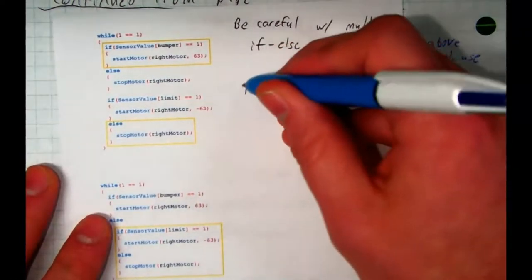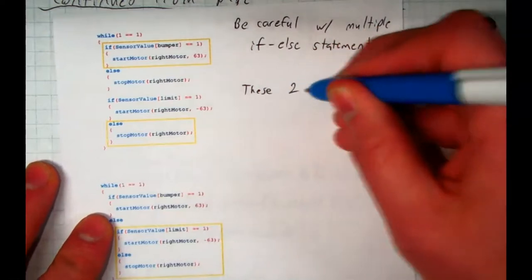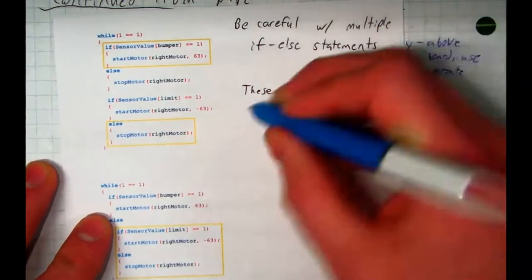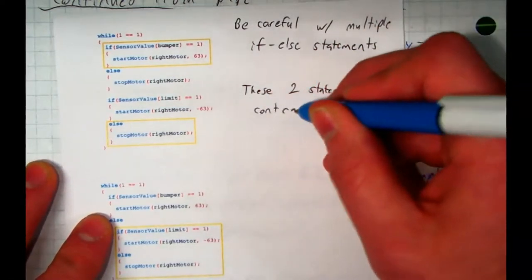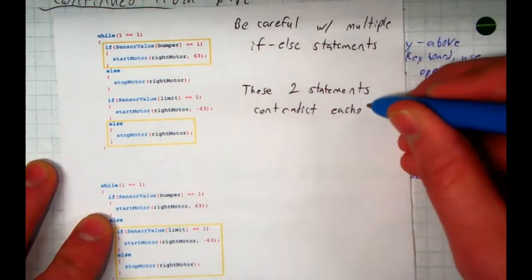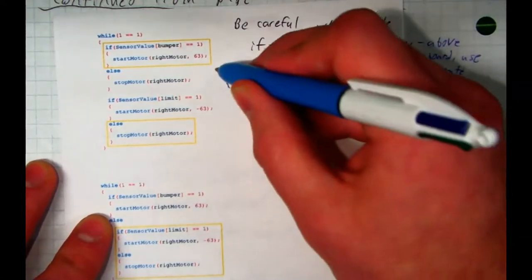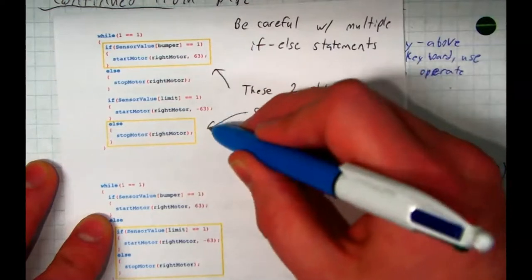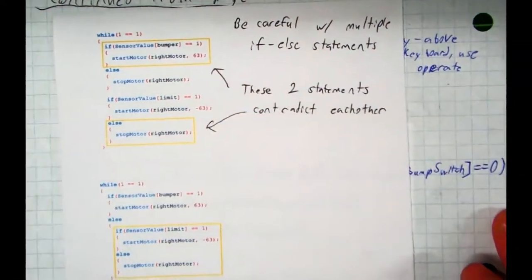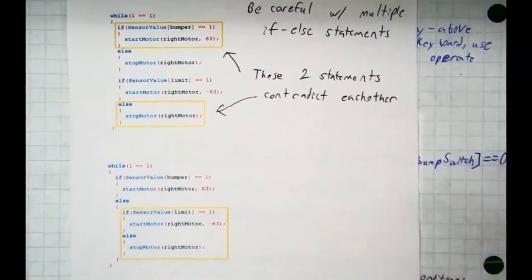So let's write that out. These two statements contradict each other. And we're talking about these two here. So using two if-else statements like this can get a little tricky. There are ways to do it.